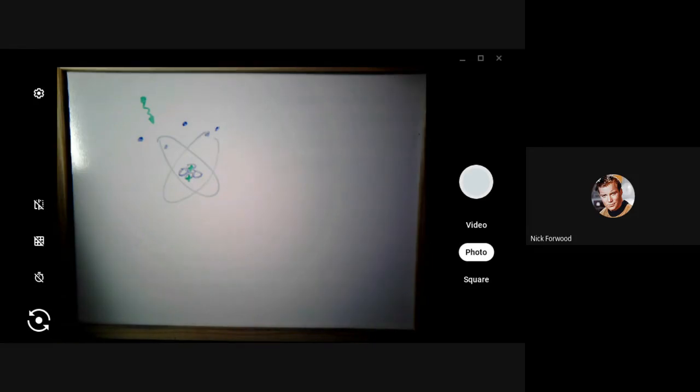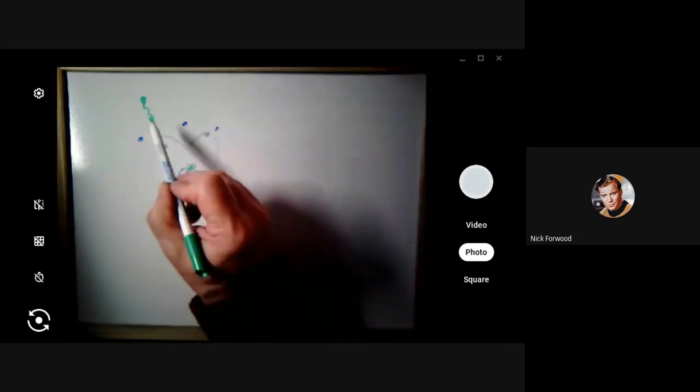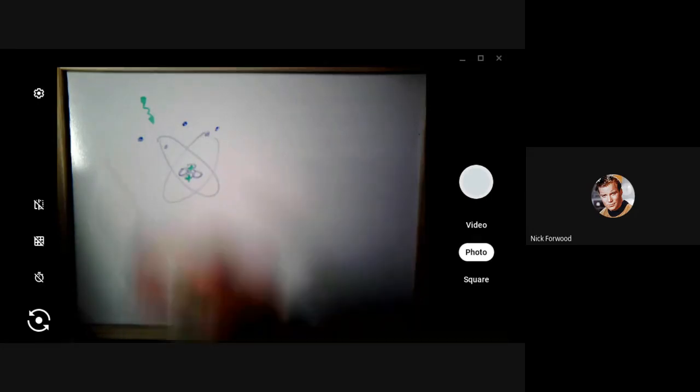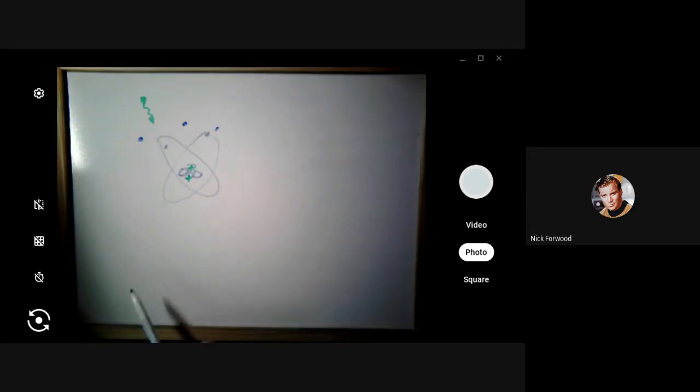So that's the first experiment. Gold leaf electroscope: one photon of incoming light, one little packet of wave energy, one particle of light, can remove one electron. Continuously adding in more and more photons of light will cause more and more electrons to leave, and that discharges the gold leaf electroscope.